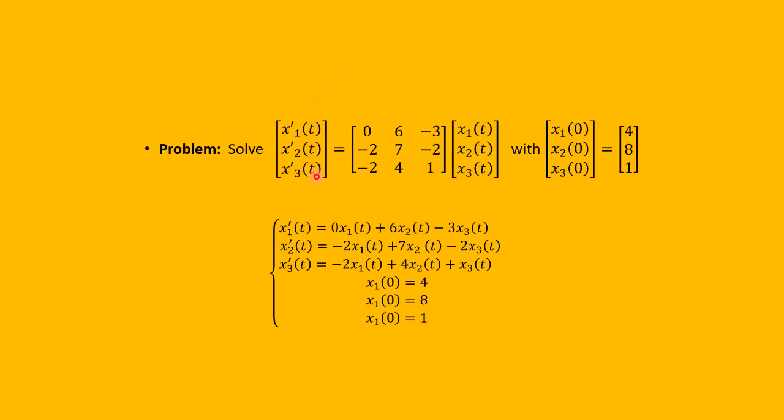Now let's look at this problem. Basically, x prime equals A times x, but this time we'll have some initial conditions also. x1 of 0 is 4, x sub 2 of 0 is 8, x sub 3 of 0 is 1. This problem can also be written in a non-vector and matrix form this way. We have these three differential equations, and down here we have the initial conditions.